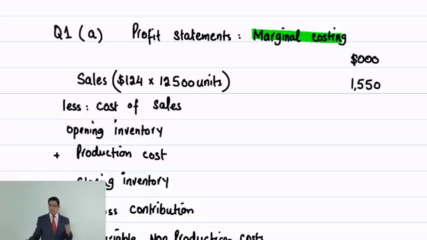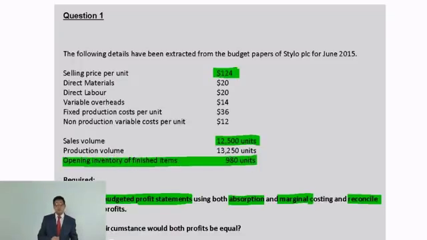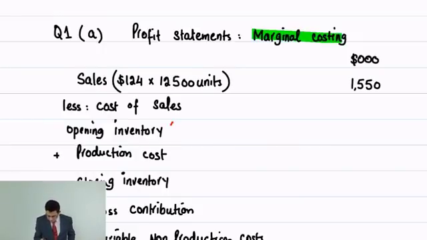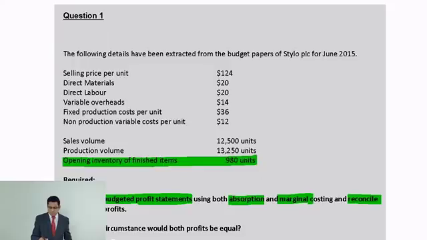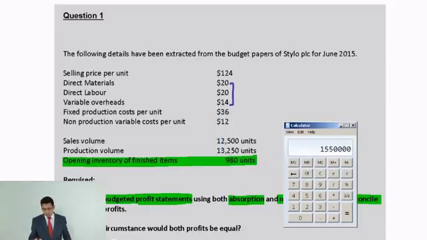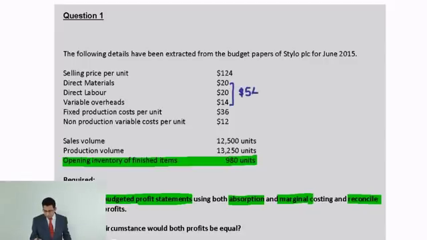Otherwise it would have been 1,550,000. Now cost of sales, because we are following marginal costing, please remember again that as per marginal costing, we apply variable costing principles. Let's have a look at the opening inventory. They told us opening inventory of finished goods was 980 units. And what is the value or cost of 1 unit of inventory as per marginal costing? Well, 1 unit as per marginal costing is made up of variable elements: direct materials, direct labor, and only variable overheads, which is 20 plus 20, 40 plus 10, it is 54. Value of 1 unit as per marginal costing is 54.